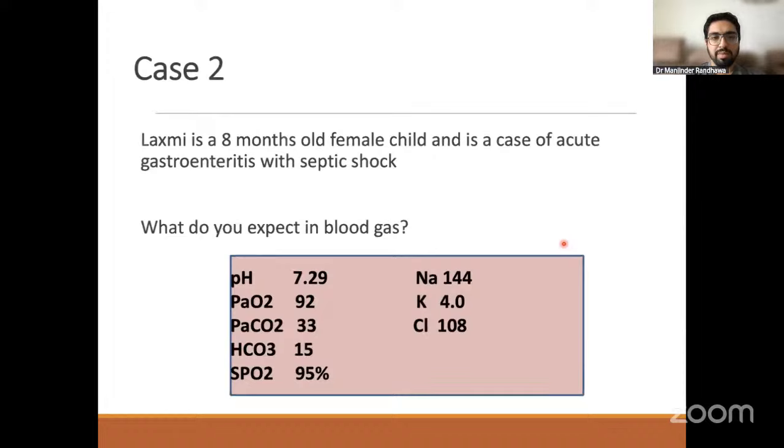Now, this is an 8-month-old female child who has come with acute gastroenteritis with septic shock. The blood gas here is a pH of 7.29, PO2 92, CO2 33, bicarb 15, sodium 144, potassium 4, and chloride of 108. So what is the interpretation of this blood gas now?